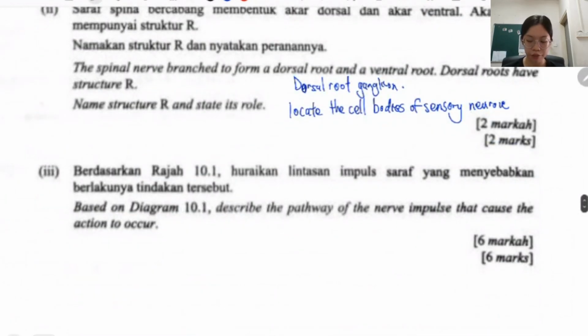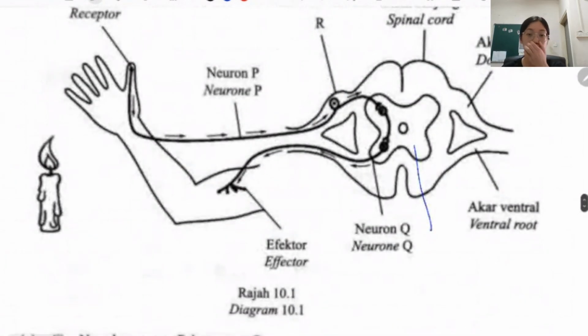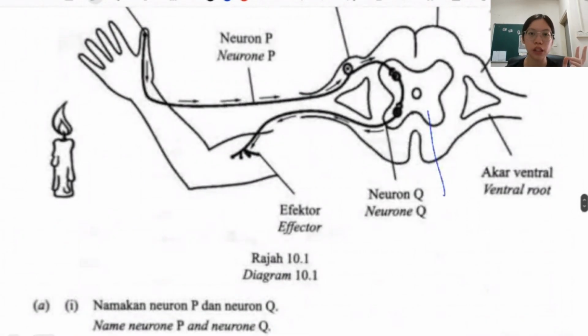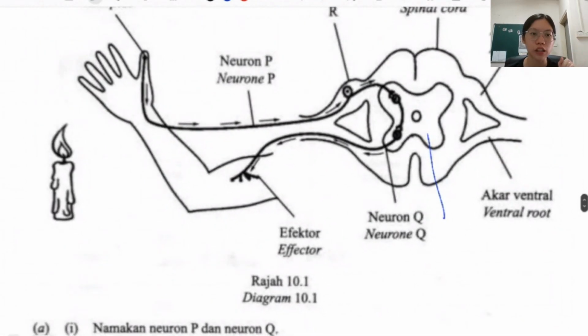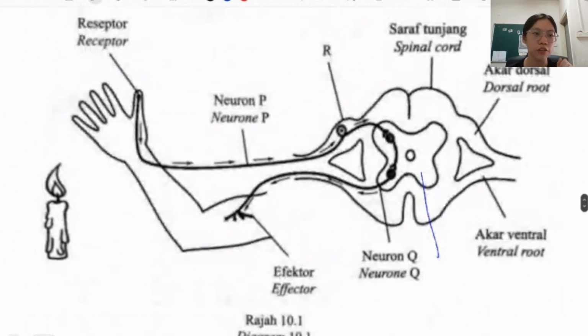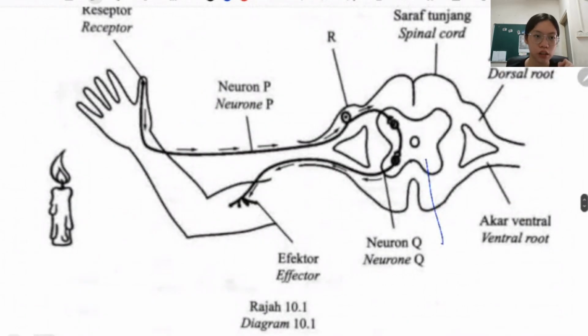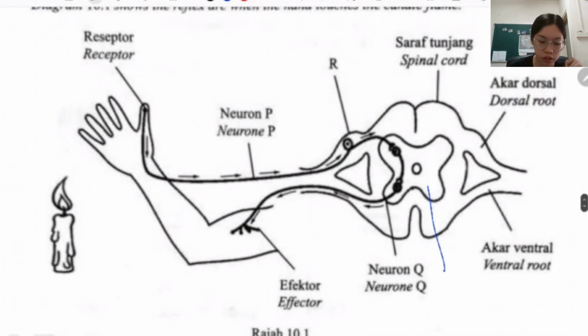And describe the pathway of the nerve impulse that causes the action to occur. So basically, it touched a flame and then it just retracted its hand, removed its hand away. First of all, mention what is the stimulus. When the hand touches the hot candle flame, the sensory receptor will get stimulated. So when you touch it, you mention the sensory receptor will get stimulated.